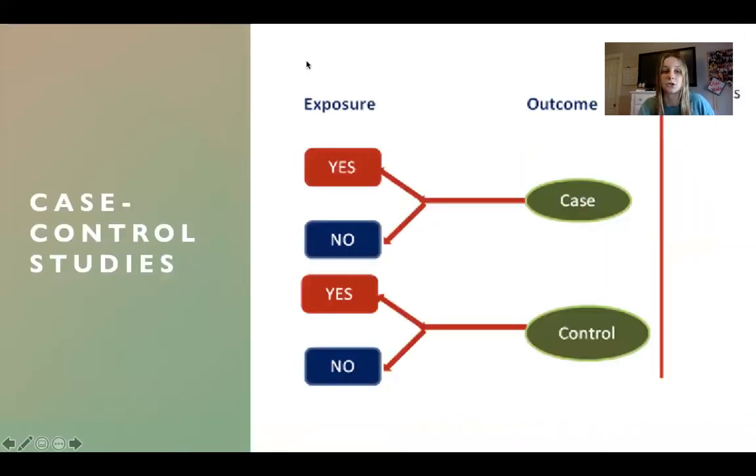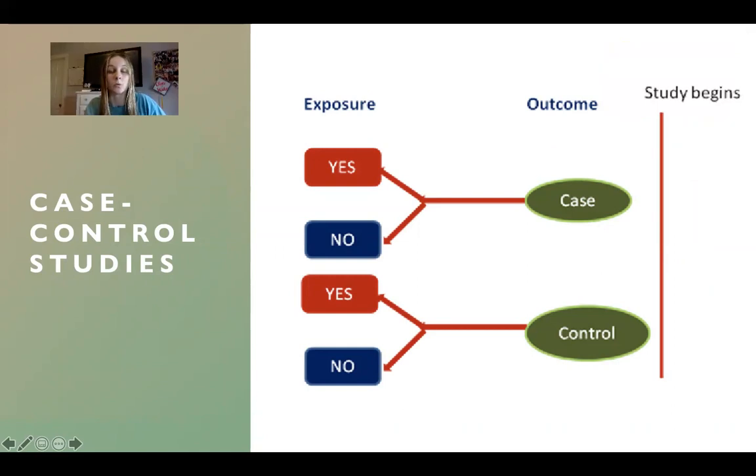So this graph demonstrates that it is a retrospective study. So the study begins after the exposure and the outcomes have already been determined. So say an exposure is secondhand smoke. So you determine whether an individual has been exposed to secondhand smoke or not exposed, and then based on that, their outcome. So whether they have developed cardiovascular disease or if they have not developed cardiovascular disease.